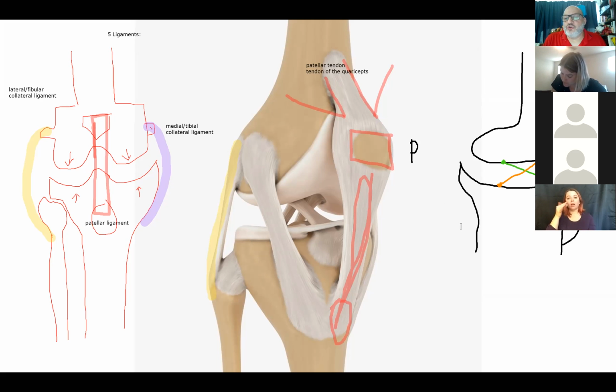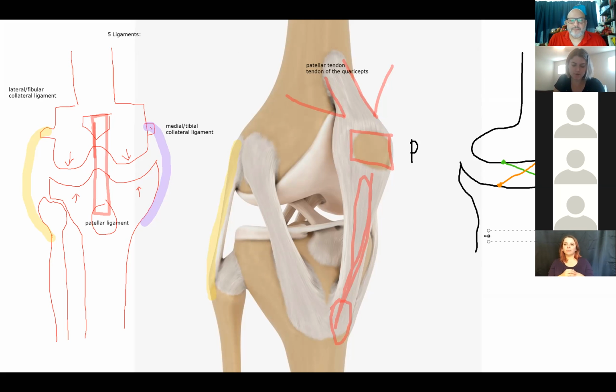We have these two crossing ligaments, and what is the fancy name we give to these crossing ligaments? I know you know. Cruciate? Cruciate, excellent. They're the cruciate ligaments. And of course, what do we call the two cruciate ligaments? Anterior or posterior? Yeah, so one is the anterior cruciate ligament, and the other is the posterior.